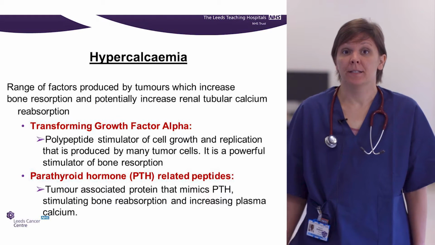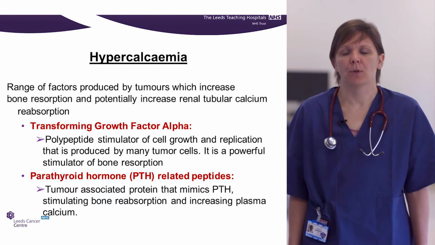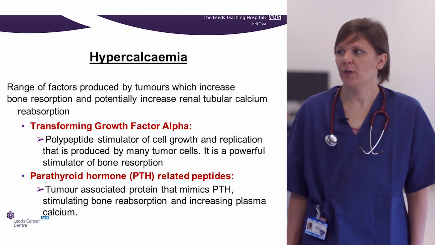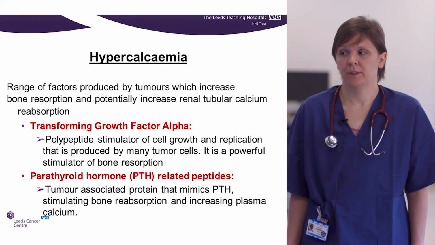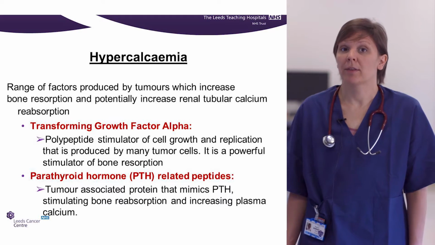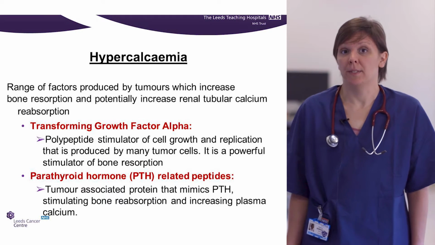There are two ways in malignancy whereby your calcium homeostasis is affected. The first way is transforming growth factor alpha, so TGF alpha, and the second way is parathyroid hormone related peptides.